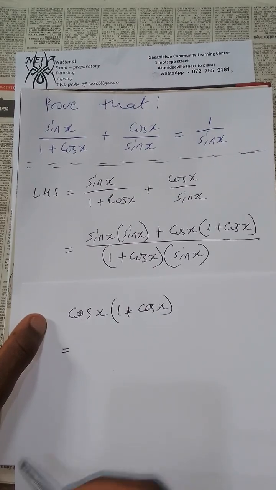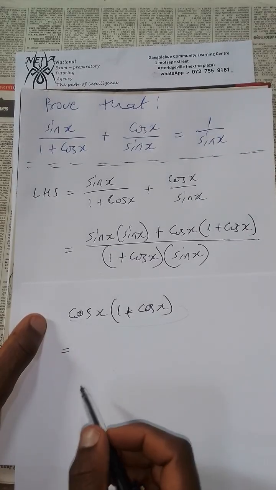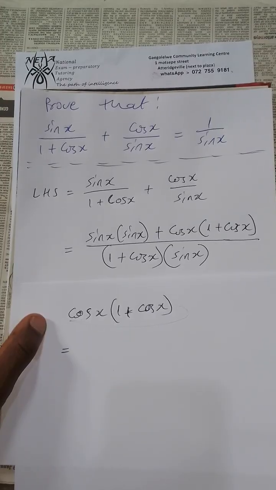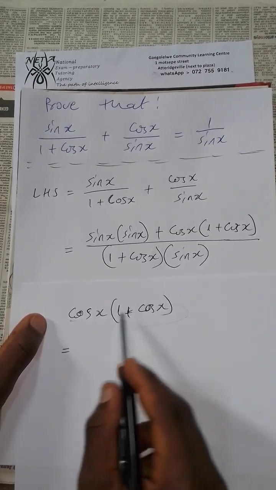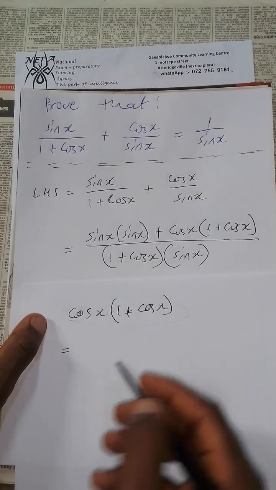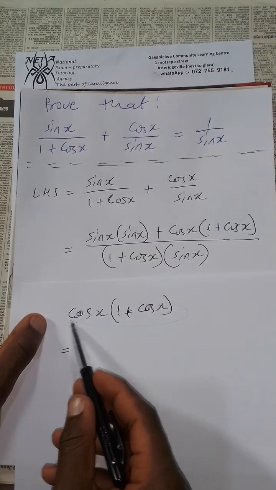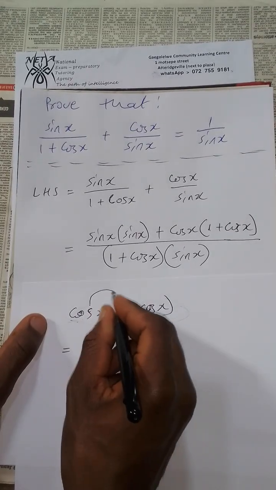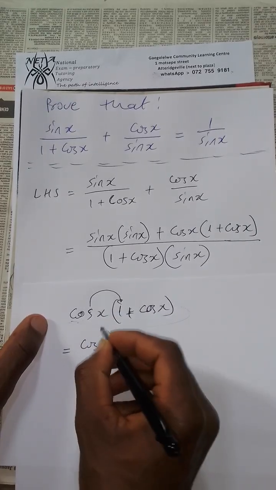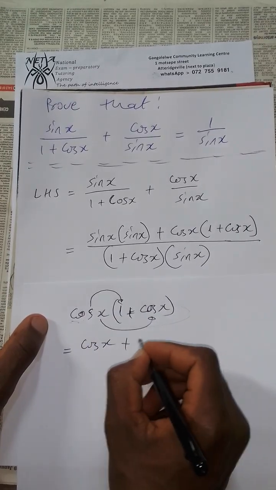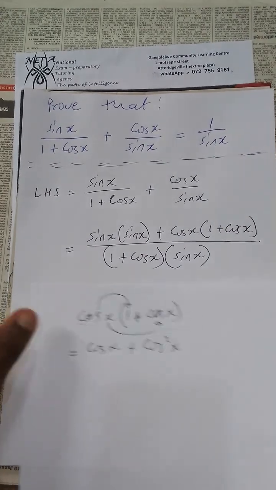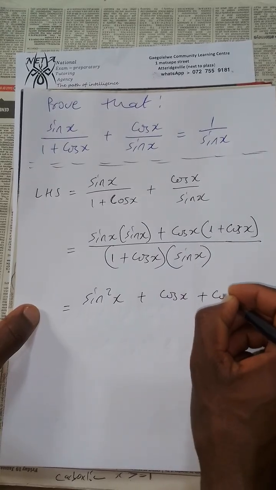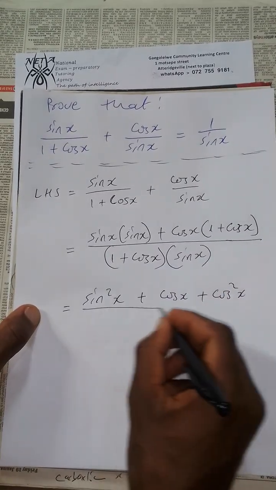Now for you to simplify this expression, the first thing you have to do is multiply with every term inside the brackets. And when you multiply with every term inside the brackets, you are able to dissolve your brackets. That's what simplifying this expression demands of you. Now when you say cos x times 1, you get the value of cos x, and cos x times cos x, you get the value of cos squared x. Now this is what you're going to have, cos x plus cos squared x all over.